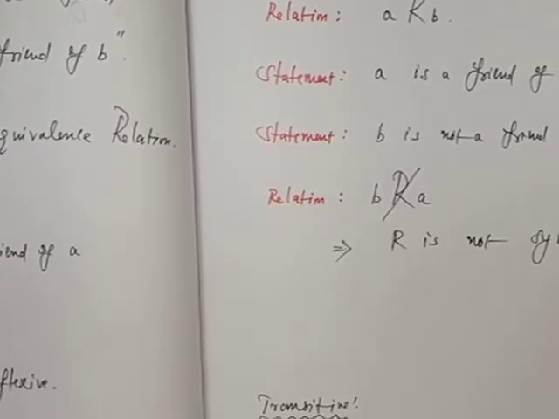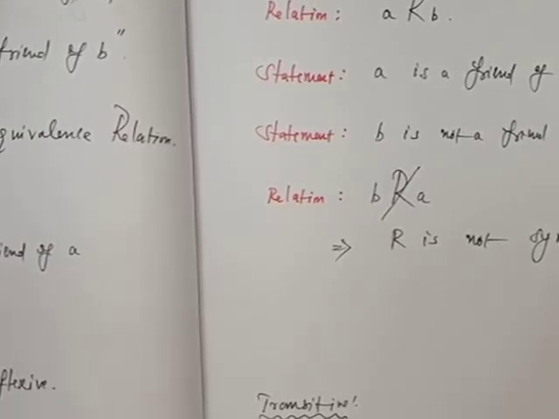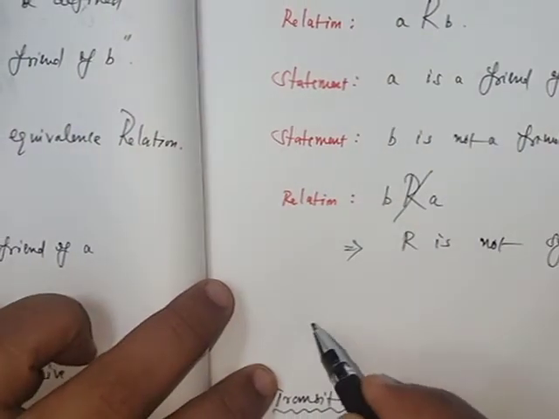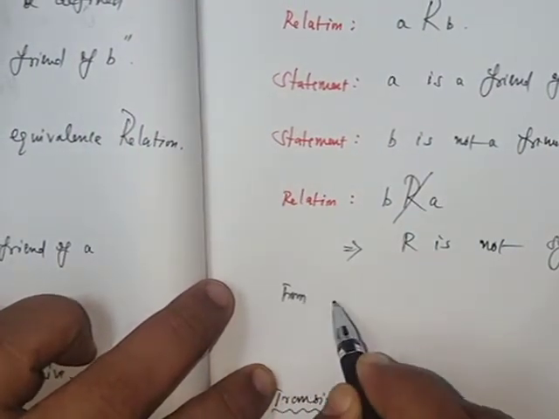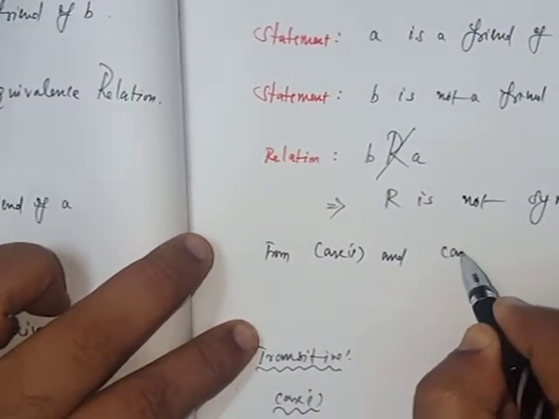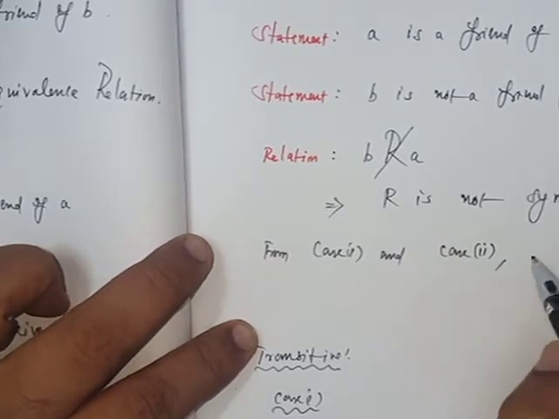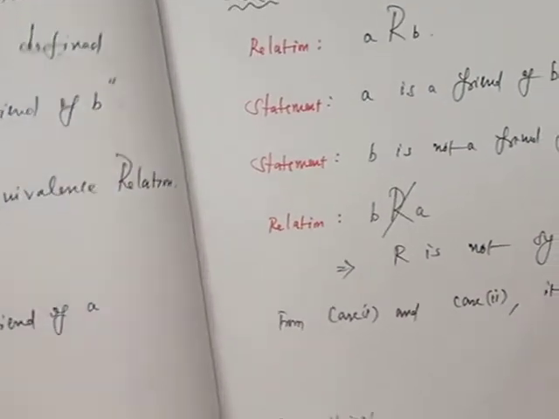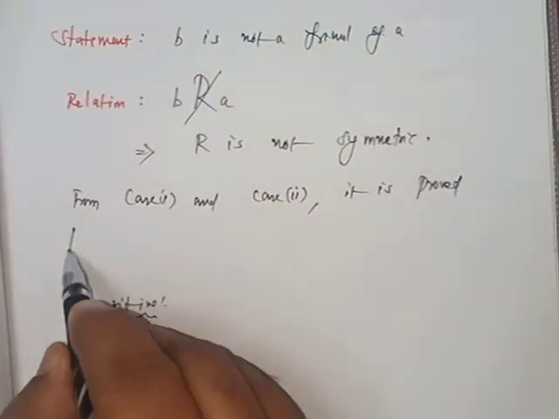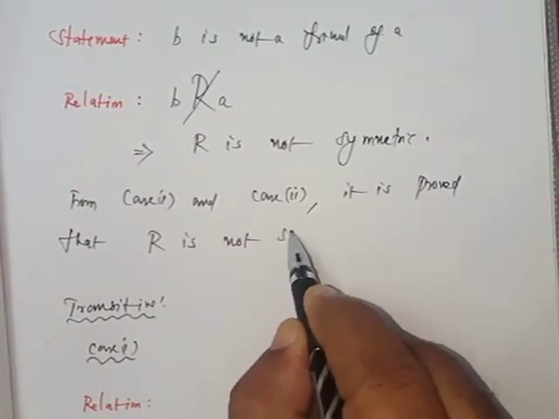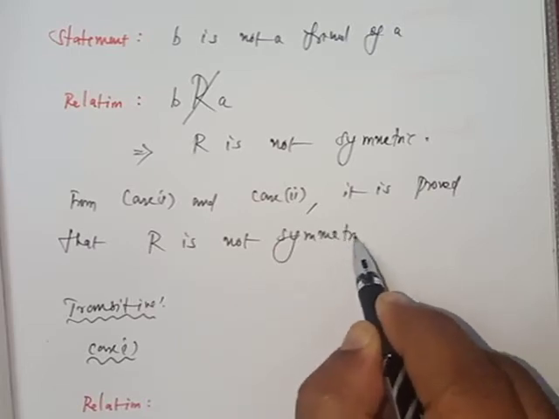Already I told you, in any one of the cases, it is possible to prove R is not symmetric. The final result is not symmetric only. So, how to write the result from case 1 and case 2? From case 1 and case 2, it is proved that R is not symmetric.